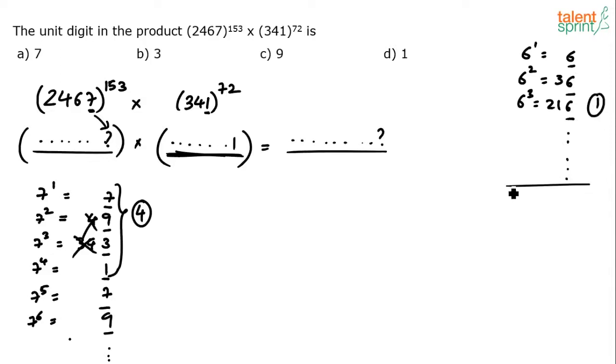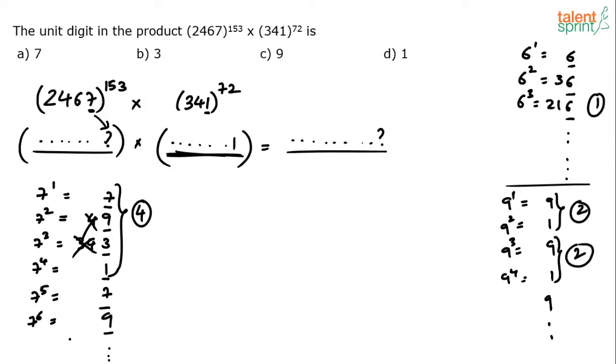Similarly, let's say you have to find out the cyclicity for other numbers. Just continue. Let's say cyclicity for 9, like here we are considering 7. What do we do? 9 power 1 is 9. 9 squared, 81, so 1. 9 cube, 729, so 9. 9 power 4 will again be 1. 9 into 9 ends in 1. So 9, 1, 9, 1, 9, 1, and so on. Right? Cyclicity for 9 is 2.